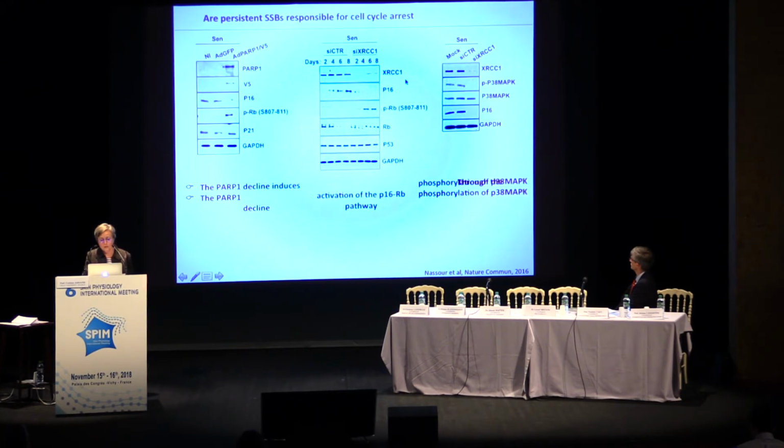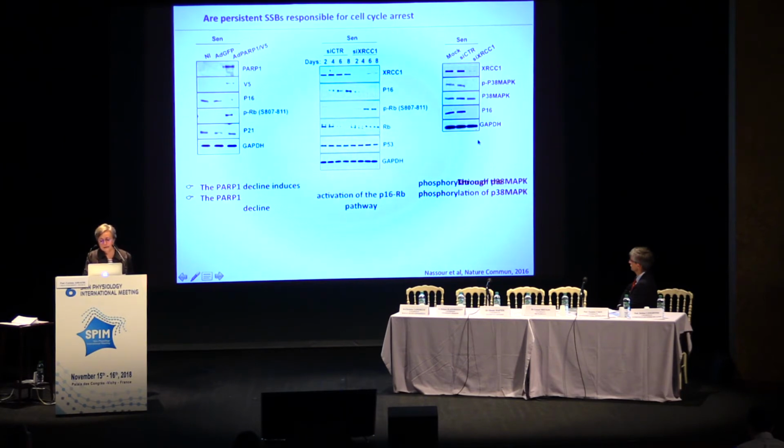We also looked at whether the abnormal, very big XRCC1 foci were at the origin of the upregulation of p16. To look at that, we performed an invalidation of XRCC1 using siRNA. You have here the level of invalidation. And when XRCC1 was invalidated, there was a decrease in p16 and a restoration of RB. In these two experiments, there is no change in the expression of p53 nor p21.